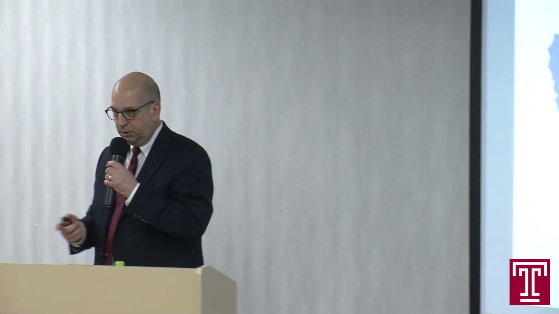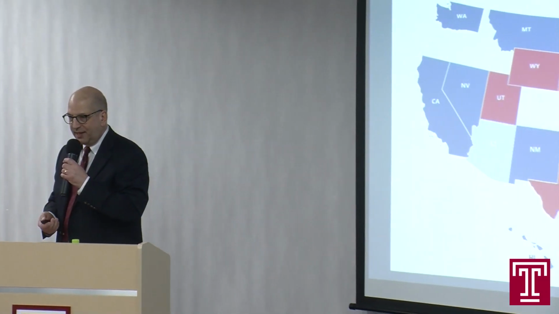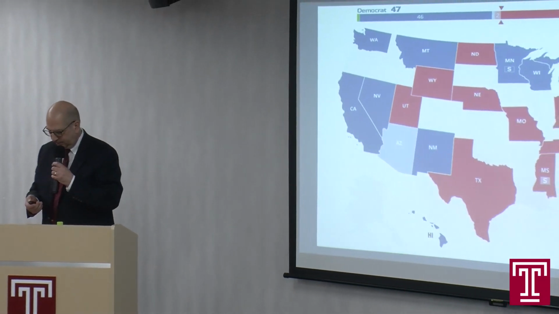My slide just shows you the different states. The Republicans, I don't know if this shows, picked up Indiana, Missouri, North Dakota, and it looks like Florida, so they picked up 3. The Democrats picked up Nevada and Arizona, so they picked up 2 from the other side. That's how you get the net 2 for the Republicans.